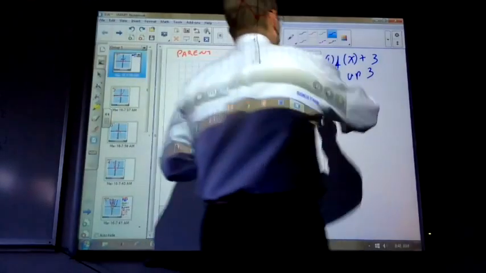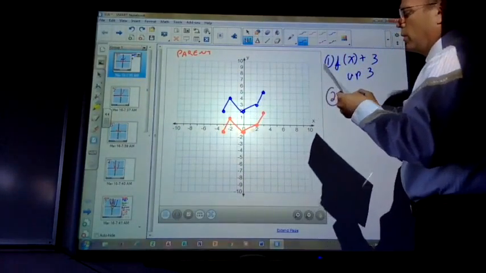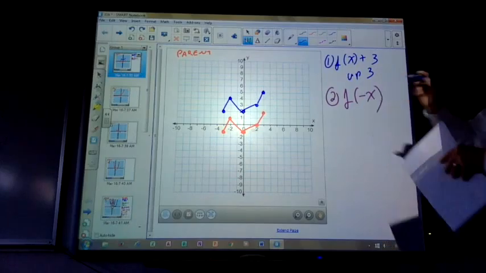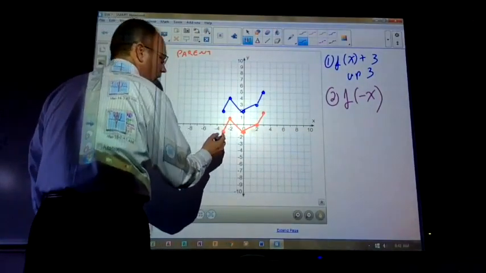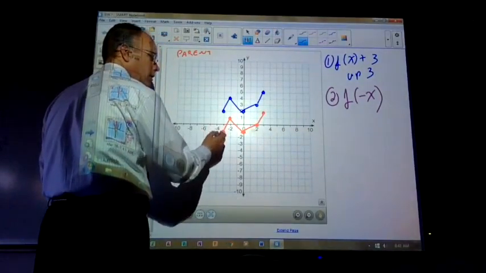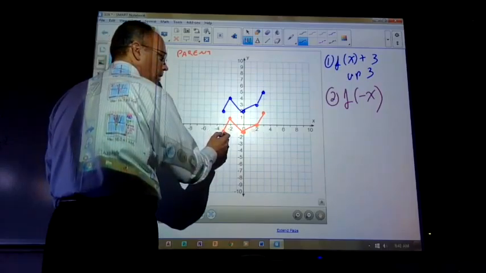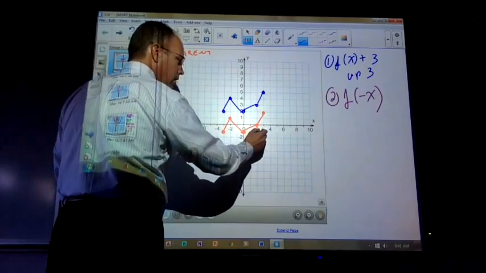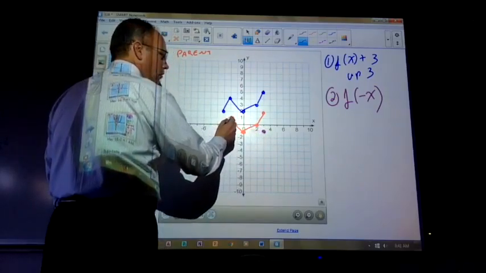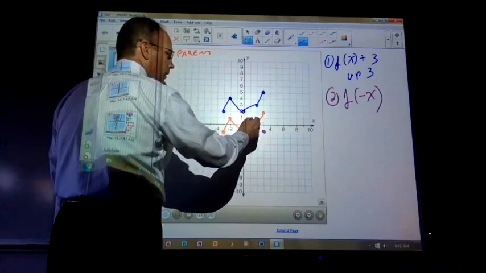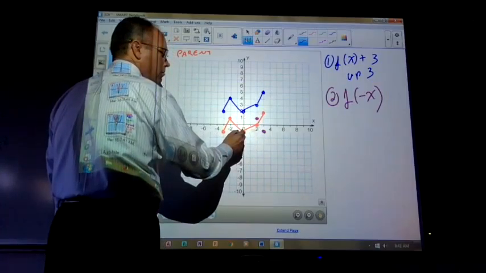Okay? Now, 2. What does this do? Changes all the x values, makes them opposite to what they were. What point is this right here? Negative 3, 1. So that means I have positive 3, negative 1. This point is negative 2, 1, so it's going to become 2, 1.